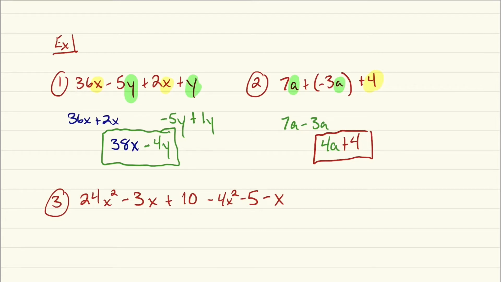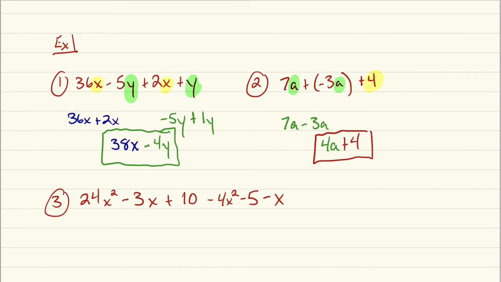Okay, and then now we're on to example 3. Example 3 is 24x squared minus 3x plus 10 minus 4x squared minus 5 minus x. So this problem is much longer, and when you really get into doing combining like terms problems, you'll start to see these long strings of different terms that they expect you to put together. So there are a couple things that we can do to help us with that.